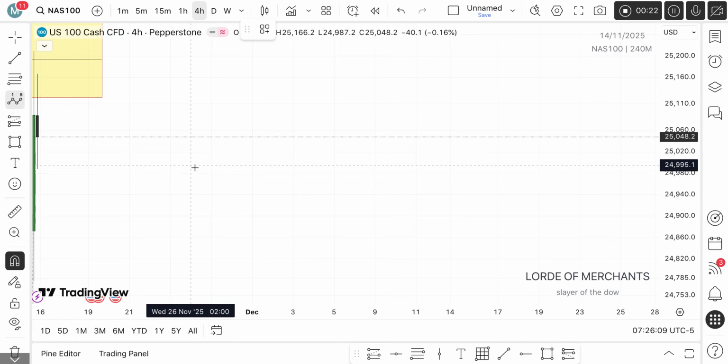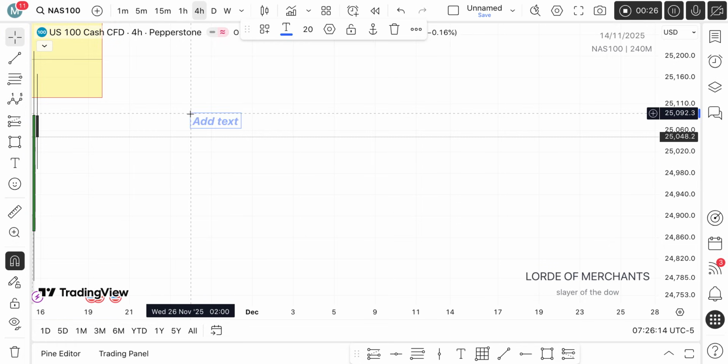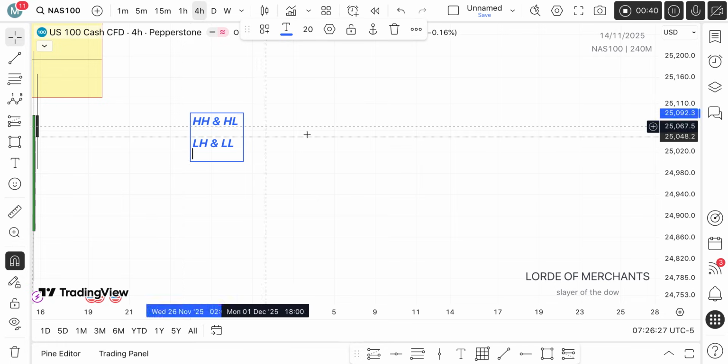So usually in a bullish trend, the price will form two things. The price will form higher highs and higher lows. And in a bearish trend, the price will form lower highs and lower lows. So let me draw it for you.